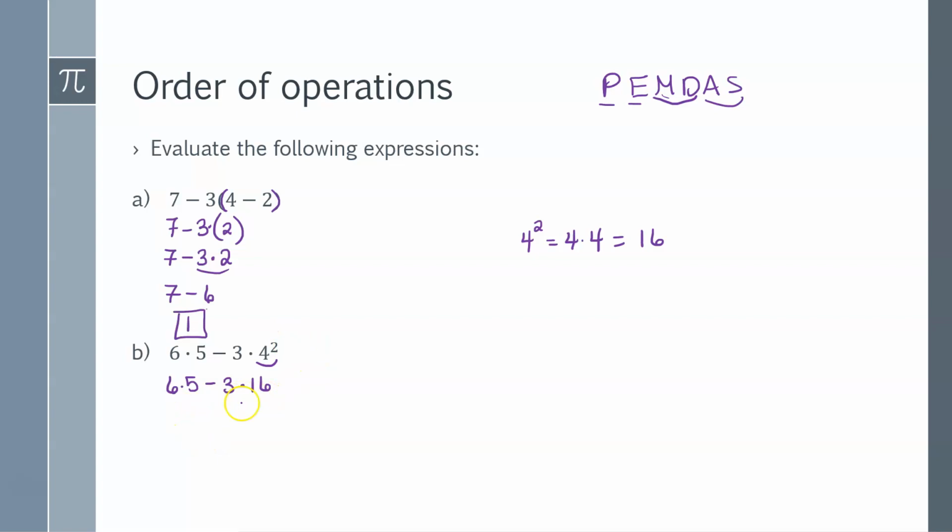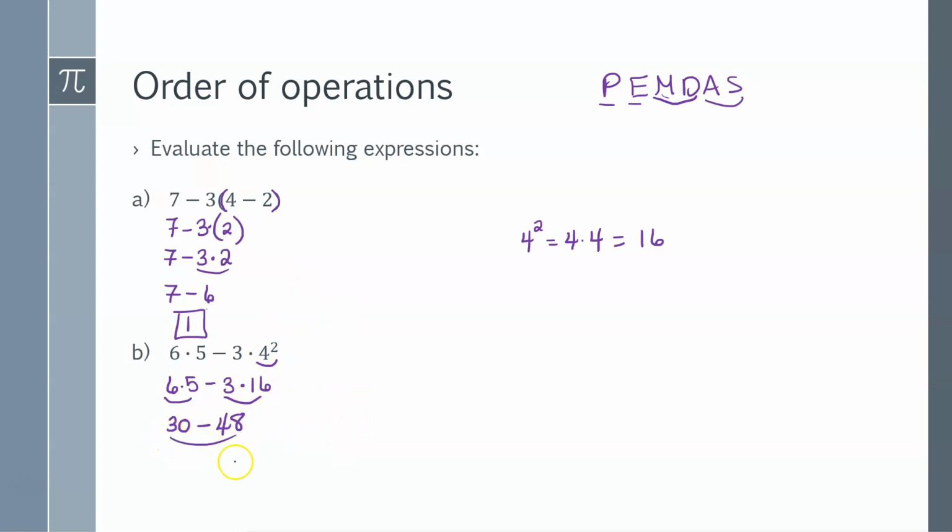Now, we've simplified all the exponents, so then we move on to multiplication and division from left to right. Now, there's only multiplication in here, so I'm going to simplify those multiplications. 6 times 5 is 30, and then 3 times 16 is 48. Feel free to use your calculator, totally fine.